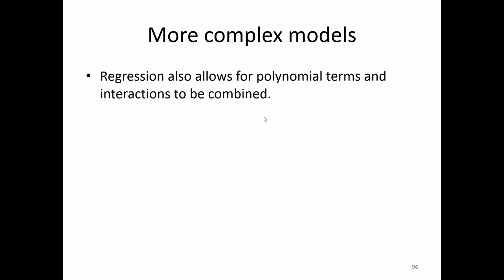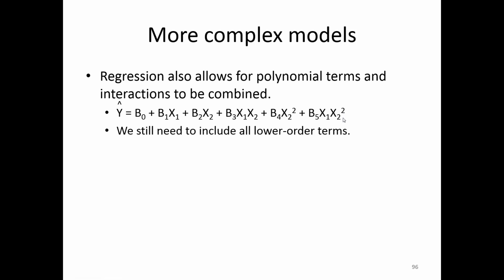So regression would also allow for polynomial terms and interactions to be combined. This is an example of a model where we have our lower order terms and an interaction term. Then we have a quadratic term for predictor 2. And then we have an interaction term between predictor 1 and the quadratic term for predictor 2. Okay, so quite a complex model. We still need to include all lower order terms.